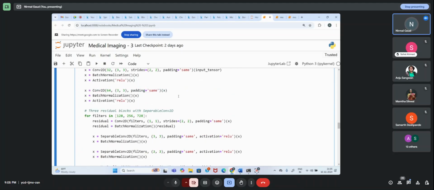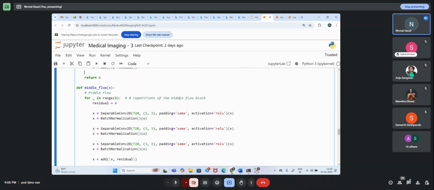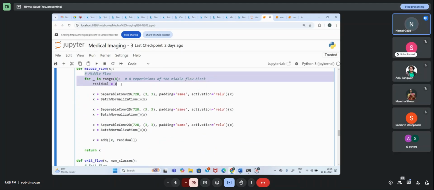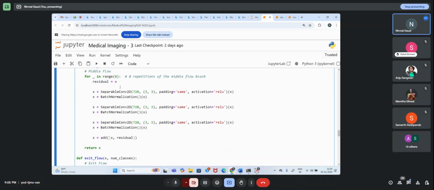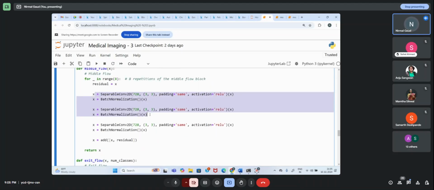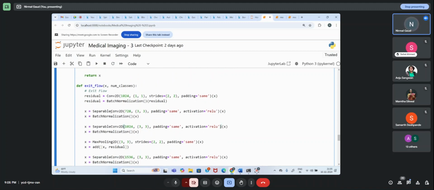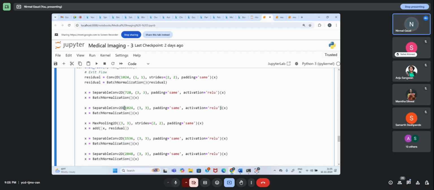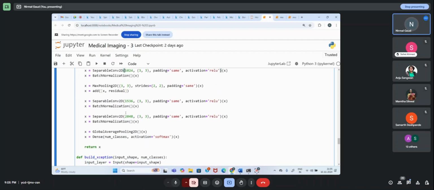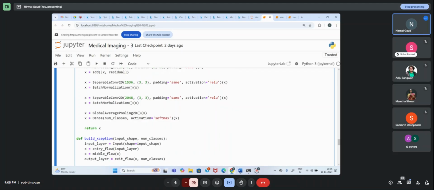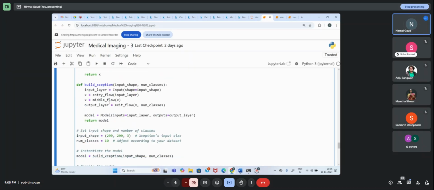This is entry flow. In middle flow, you are having a loop for i in range of 8, and you are having separable convolution, separable convolution, separable convolution, 728, 728, 728, 8 blocks are there. And then you are having exit flow, 728, 1024. Like this. This is a residual connection, 728, 1024, then pooling, then 1536, then 2048. This is how separable convolutions are there. That's it. Now you can build your exception.